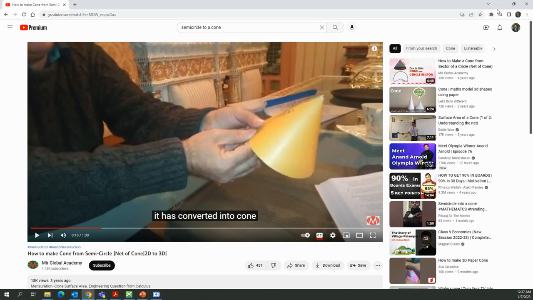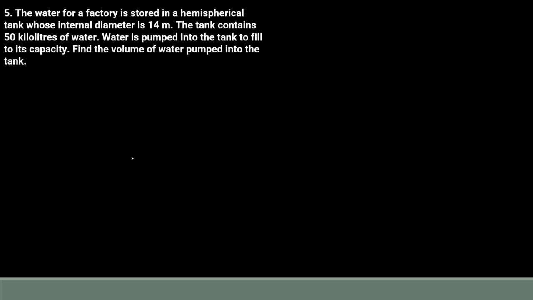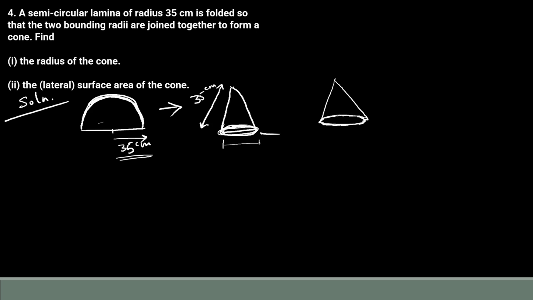So this is a pretty good video. I saw this video and thought, let me share it with you guys. I think you guys got it. So let's move to the problem now. I hope this is clear. This radius will be the slant height, and we understood what will be the base, the circumference of this cone. So now they have asked us what is the radius of the cone. Let's assume it as r, and they've also asked us for the lateral surface area of the cone.